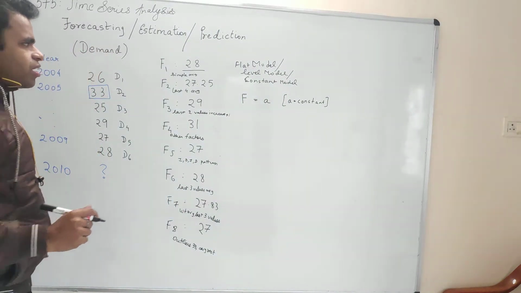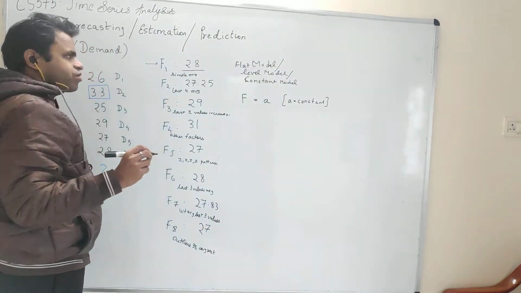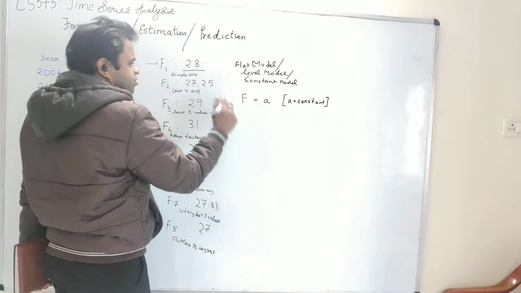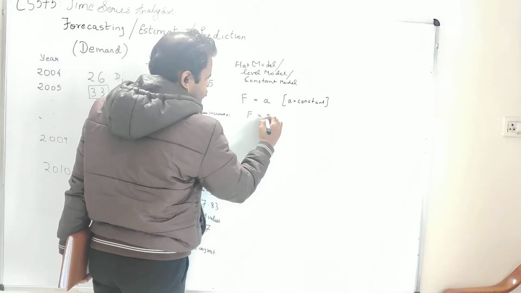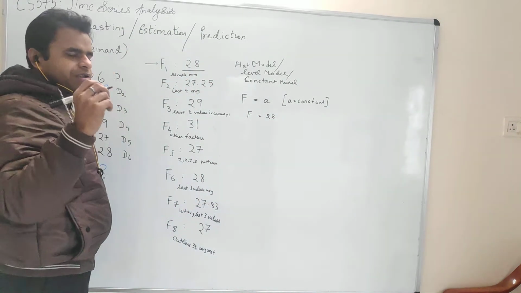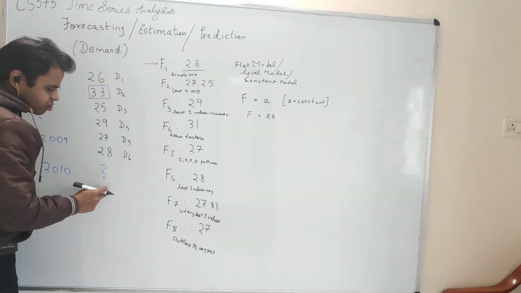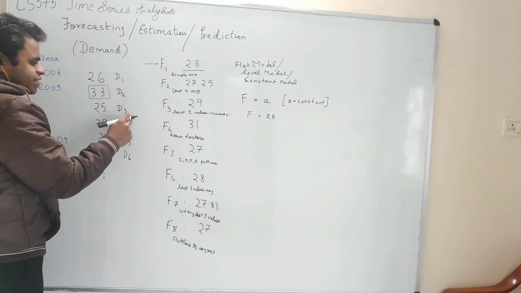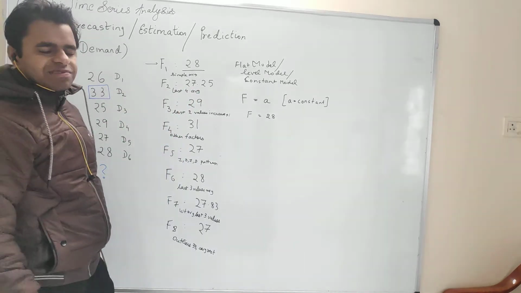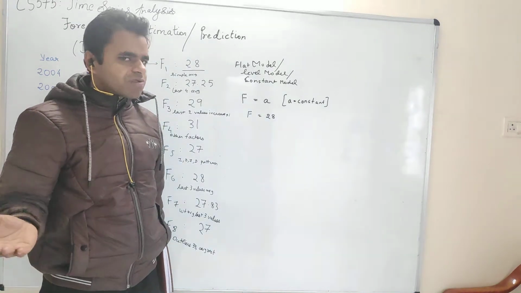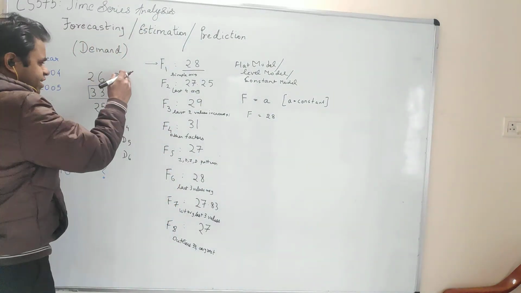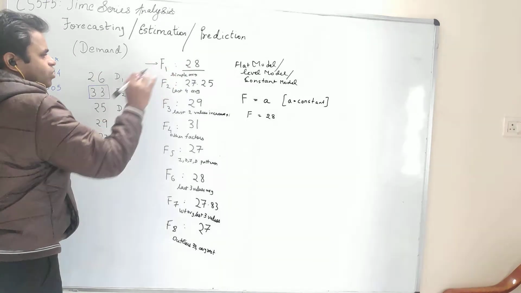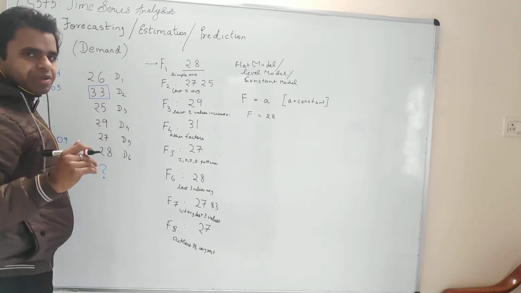Now if I take this particular forecasting value where F1 is equal to 28, my model becomes F equal to 28. So irrespective of anything, all the values will be predicted as 28, which is what we do not want. You can see that there is some inherent variation. This value is 26, which is 2 less than 28. This is 33, which is above the mean.